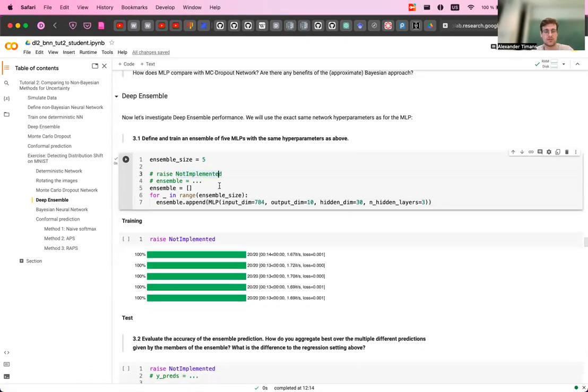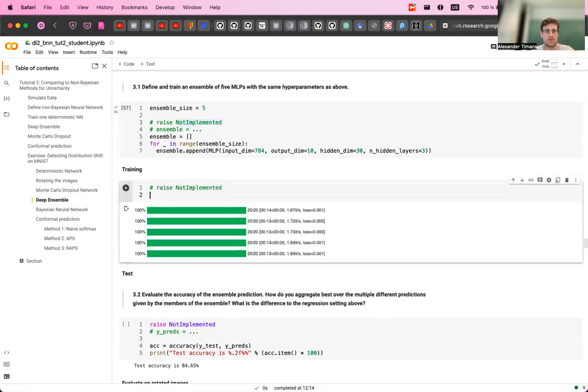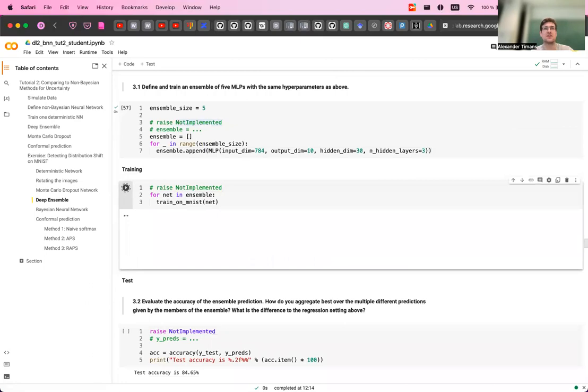And so that's interesting. All right, so then we define this, and then we train it. In this case, it's not implemented, but we can implement it, where essentially we just train each of them individually. No rocket science.